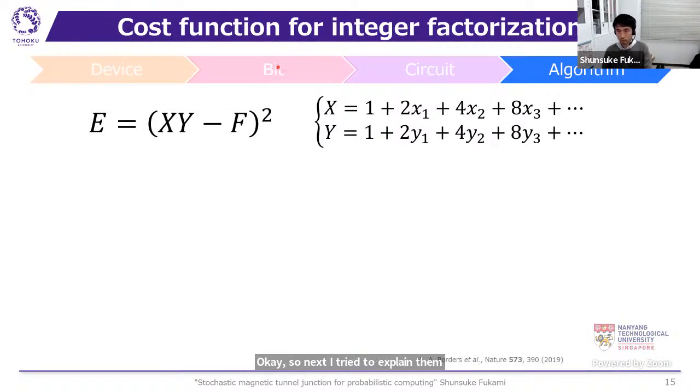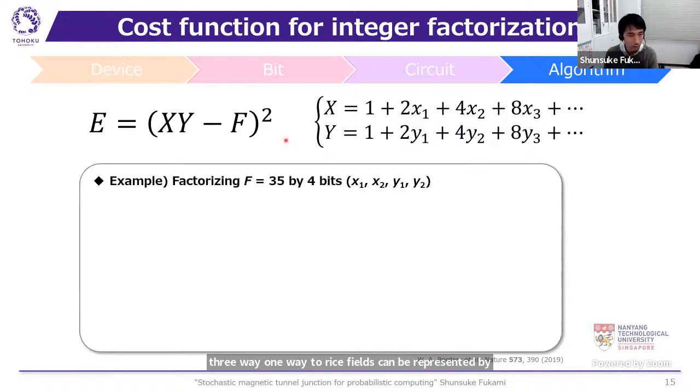Okay, so next, I will explain the cost function or the algorithm for the integer factorization. So this is the cost function, or energy, to solve the integer factorization. The large F is the number we would like to factorize, and the large X and large Y are the numbers we would like to find. So these are the factors we would like to find. As you can easily understand, if X times Y becomes F, the lowest energy can be obtained. So with this cost function, we can solve the integer factorization. And large X and large Y can be represented by these binary forms, and small y, x1, x2, x3, y1, y2, y3 can be represented by each p-bit.